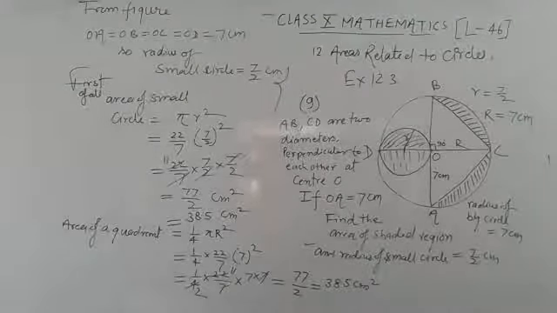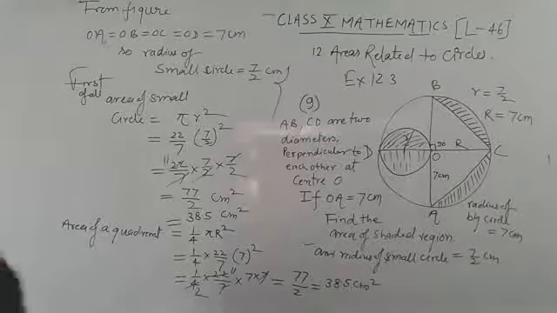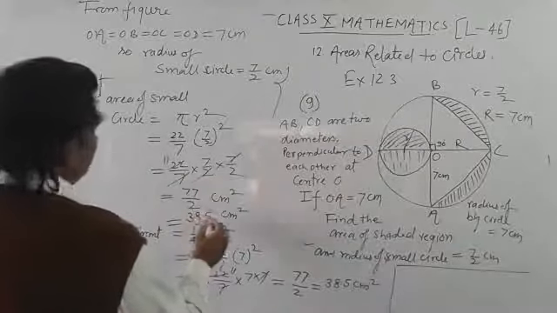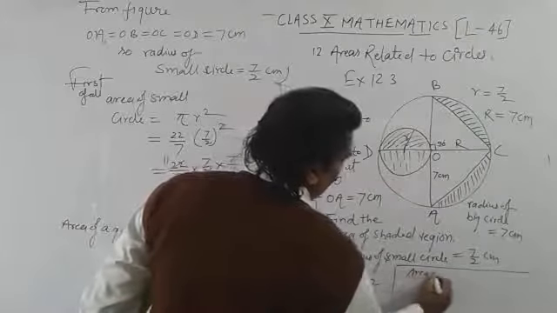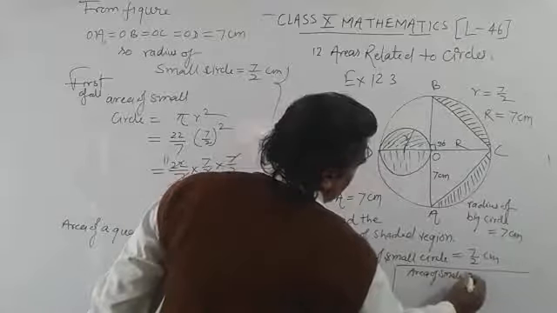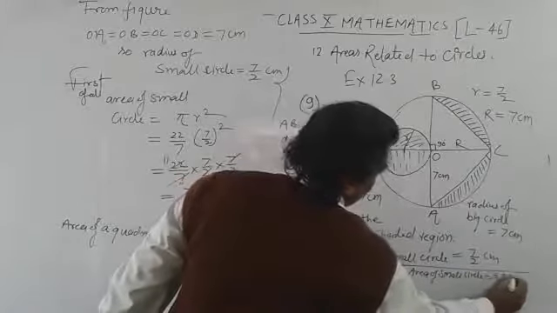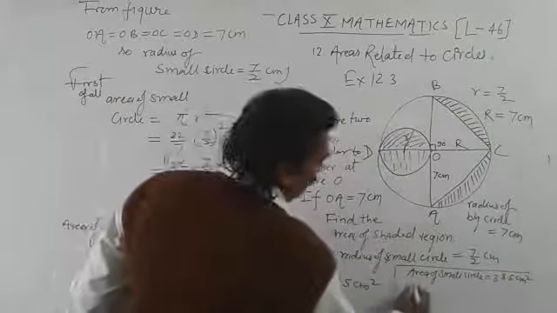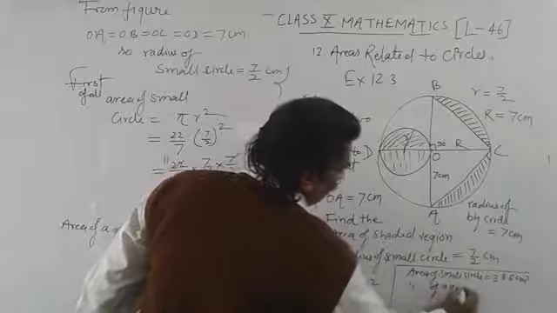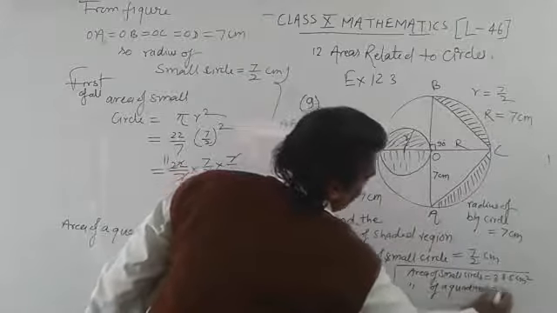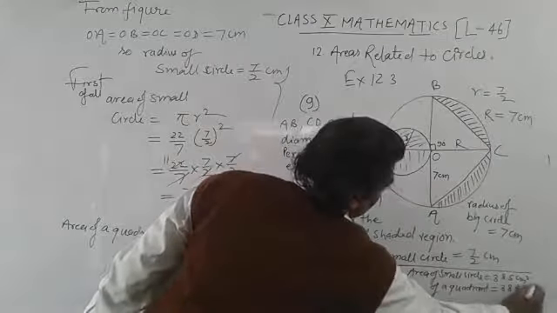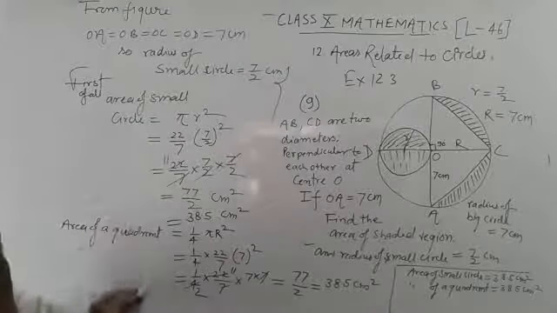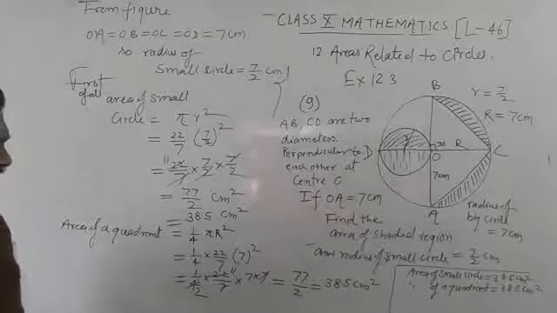So okay students, we need to write this data in a box. Area of a small circle is equal to 38.5 centimeter square. And students, similarly the area of a quadrant is also equal to 38.5 centimeter square. So okay students, note this down, pause it and then we will solve further.